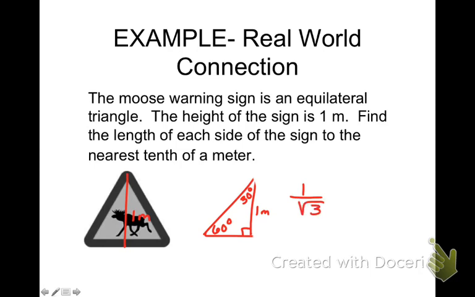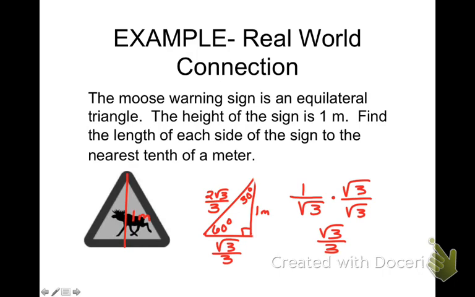So that means we're going to rationalize it by multiplying by the square root of 3, top and bottom, which would end up being what? Yep, root 3 over 3. So that makes half of my side length, root 3 over 3. So what would be the whole entire side length, or otherwise known as the hypotenuse? Yep. Just multiply that by 2, so 2 root 3 over 3.